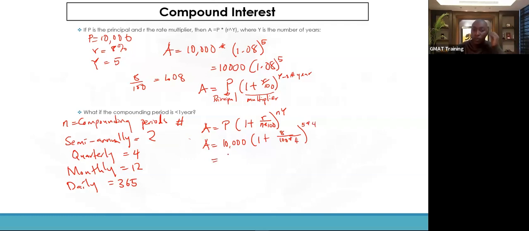Simplify or solve this calculation and you'll have 10,000 times 1 plus, in this case the 4 cancels, a factor of 4 in 8 gives 2, so 2 over 100 equals 0.02, all to the power of 20, and that comes to 10,000 times 1.02 to the power 20. All right.